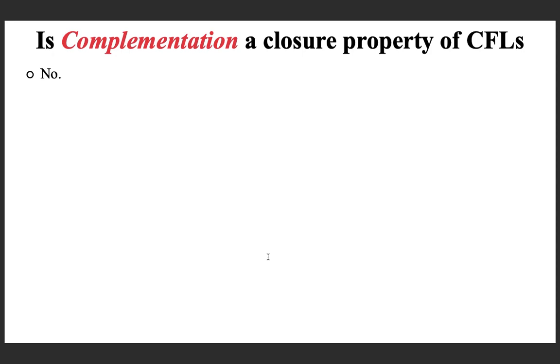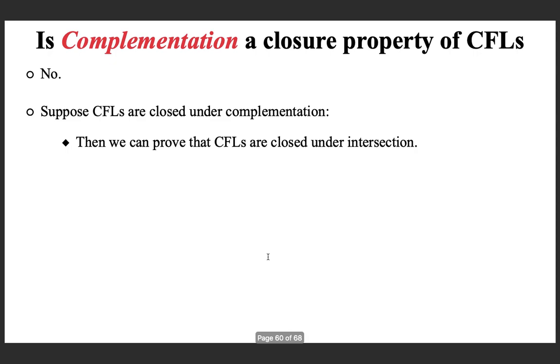We can easily prove it by applying De Morgan's law. Suppose context free languages are closed under complementation, then we can prove that context free languages are closed under intersection, which is a contradiction because in the previous slide we proved that they are not closed under intersection.